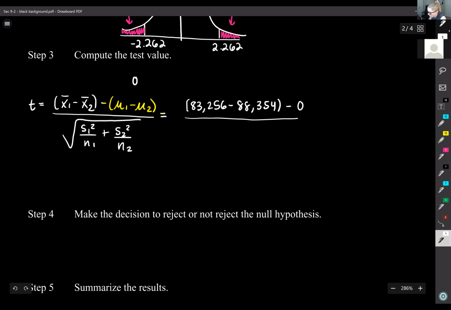And then this goes over the square root, and we do the standard deviation of the first sample, which is given as 3,256. And we square that and divide it by the size of the sample, which is 10. And then we do this for the next one. So the standard deviation of sample 2 is 2,341, and we square that and put it over 10. So now we just need to plug this all into the calculator.